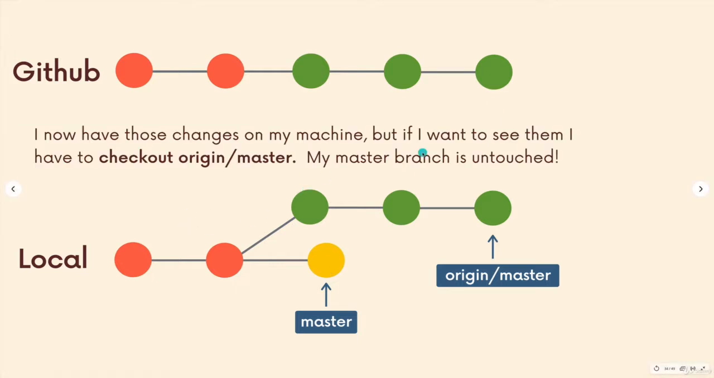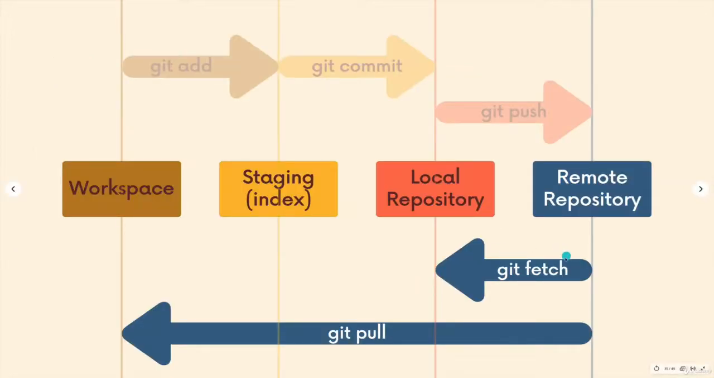That's exactly what this slide says. I got ahead of myself. I now have these changes on my machine. And if I want to see them, I can go check out origin/master, but my master branch is completely untouched. So basically I've downloaded the changes, but I have not integrated them into my working directory onto any branch that I'm working on. So if I lost internet, I would still have access to all of the work as of this moment in time that I fetched, right? I don't need the internet to go look at this stuff. It's on my computer. It's just not in my working directory. So that's why in this diagram, we've got fetch going from the remote repository, fetching changes down to our local repo, but not into the workspace.